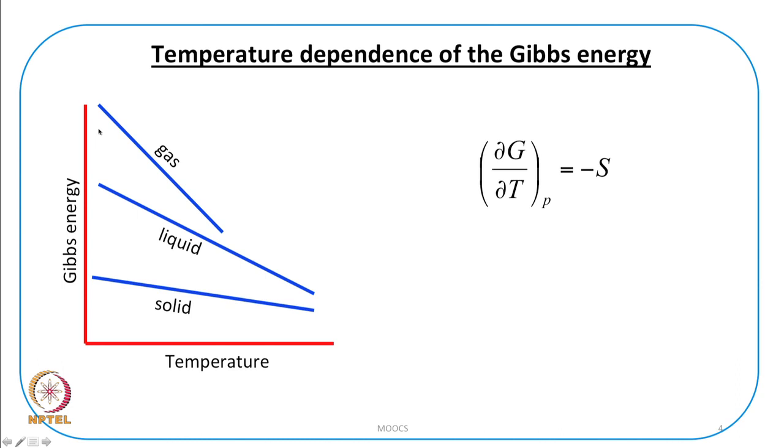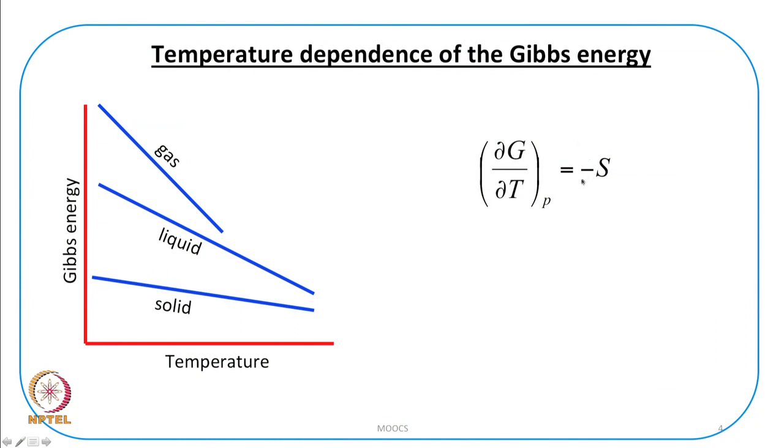However, the slope is most negative for gas, followed by liquid and then followed by solid. What could be the reason for this change in slope? That is, the slope is maximum negative for gas, followed by liquid, followed by solid.